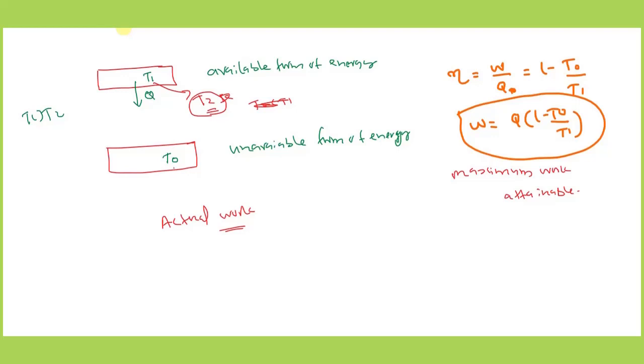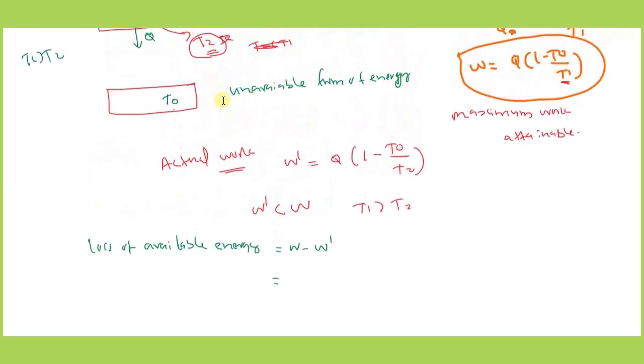Okay, then the actual work obtainable, suppose we denote it W prime, will be equal to Q into 1 minus T0 by T2. We just replace the temperature T1 with T2. So this will be the actual work obtainable, and this W prime will be less than W because T1 is greater than T2. Okay, so now let us calculate a quantity, the loss of available energy.